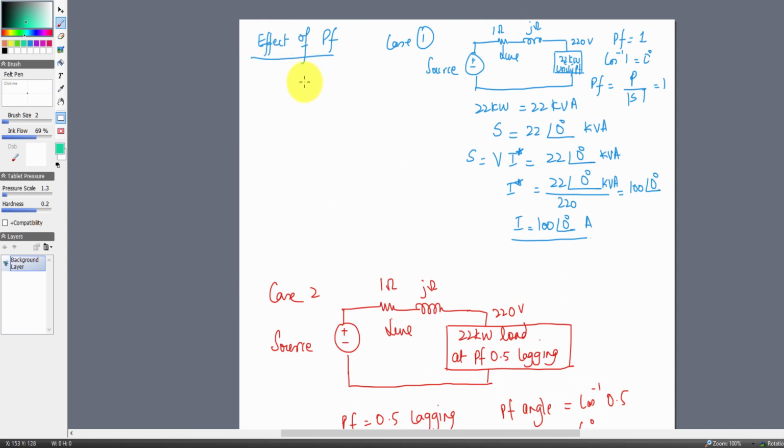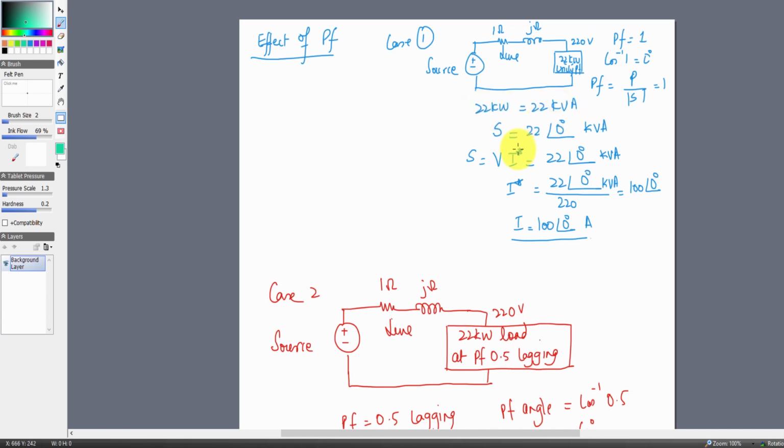Let's say we have a source and we have a line of 1 plus j ohms and we have a 22 kilowatt unity power factor load. So power factor is unity, cos inverse is 0, angle is 0. That means a purely resistive load. So I can just write power factor equals P over apparent power, that is 1. So I can write 22 kilowatt equals VI cos(θV minus θI), which is VI, obviously, because cos(θV minus θI) is 1. So kilowatt equals kilovolt amperes.